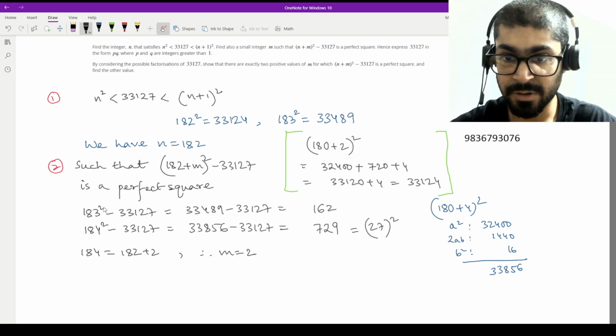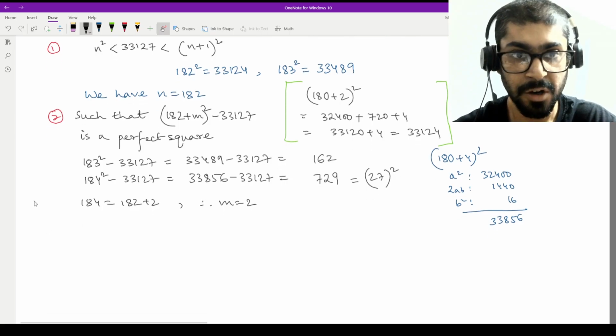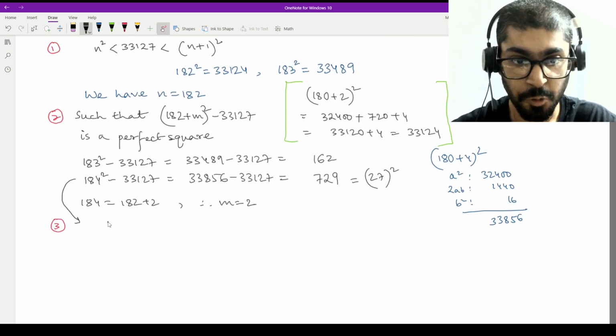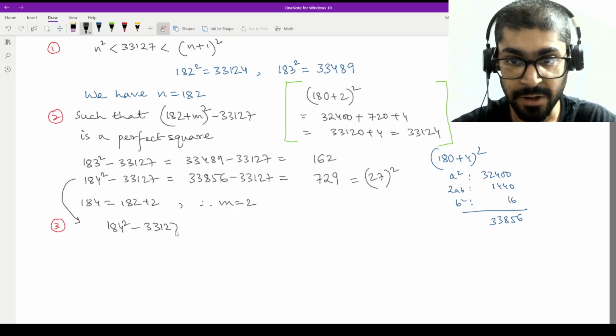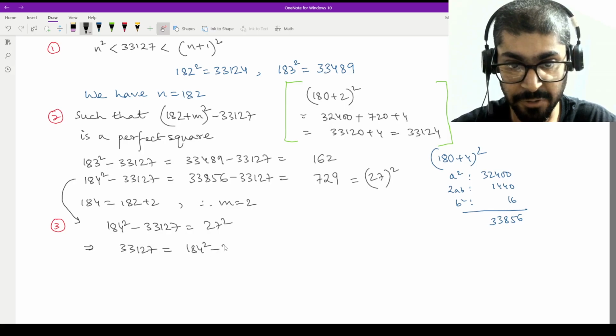Alright, so we have to express it in the form of p into q, which can be done easily from this statement. I'll mark it. We'll use this statement. So 184 square minus 33127 gives us 27 square, right? So if I move these, I'll get 33127 is equal to 184 square minus 27 square.